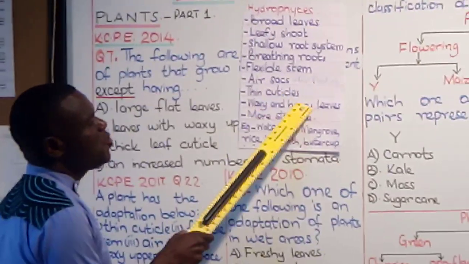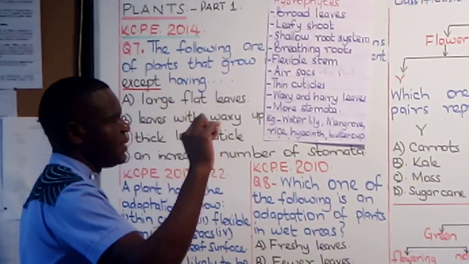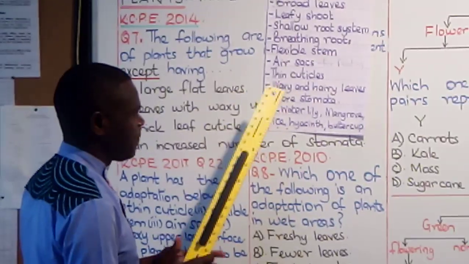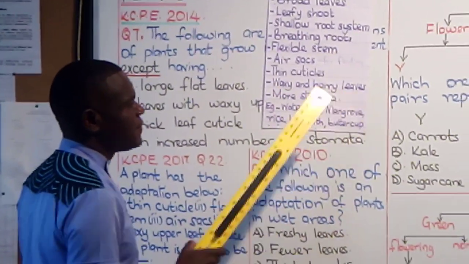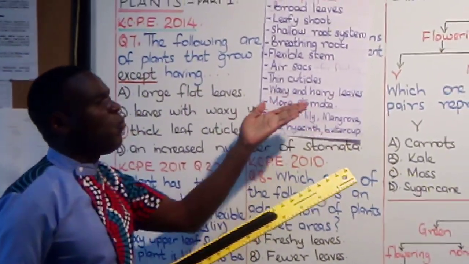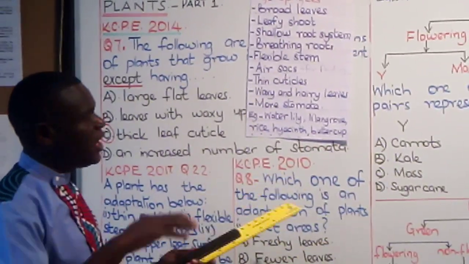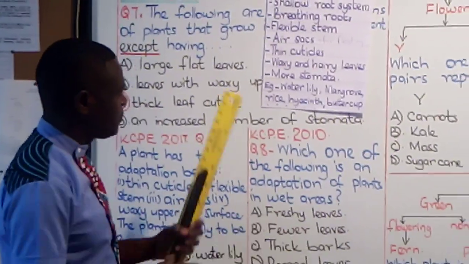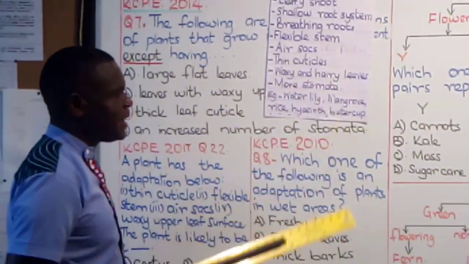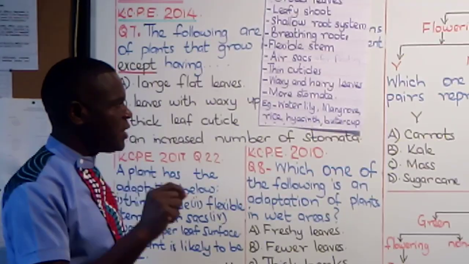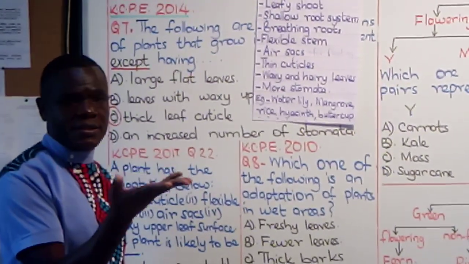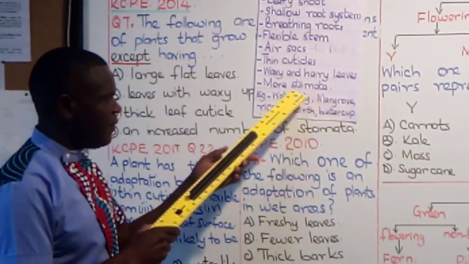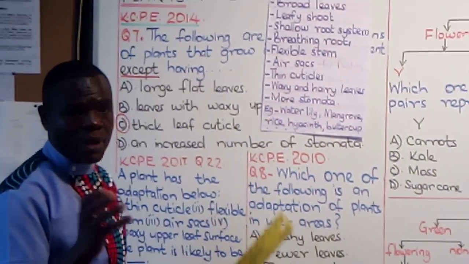They have thin cuticles to cover the leaves. Thin cuticles to support transpiration. Waxy and hairy leaves keep the water away from standing on the leaves because we need the water to be lost often. They have many stomata, the tiny holes that are present especially on the underside of the leaves, and they're used for many purposes in the plant.